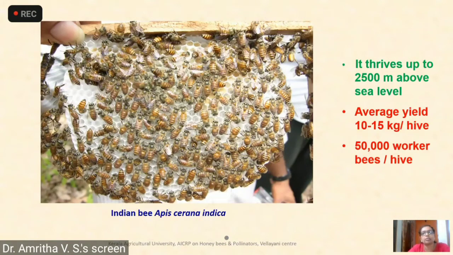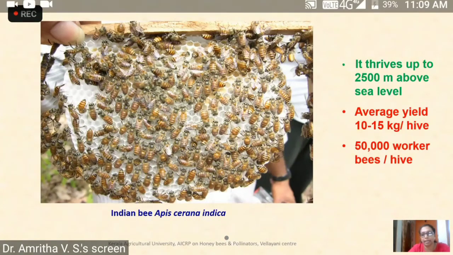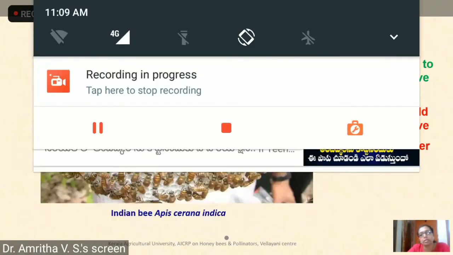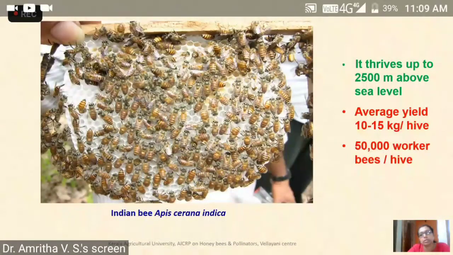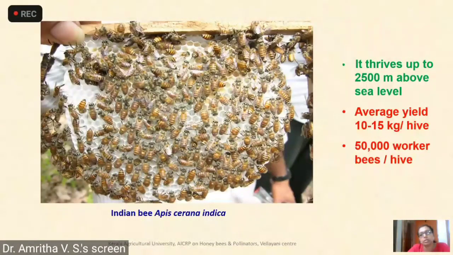And when we go for scientific management practices, we can harvest up to 10 to 15 kg of Indian bee honey from a single hive. Earlier, we could harvest only 8 to 10 kg, but now by practicing the scientific methods, we can get more. The number of workers per hive may extend from 10,000 to 50,000.